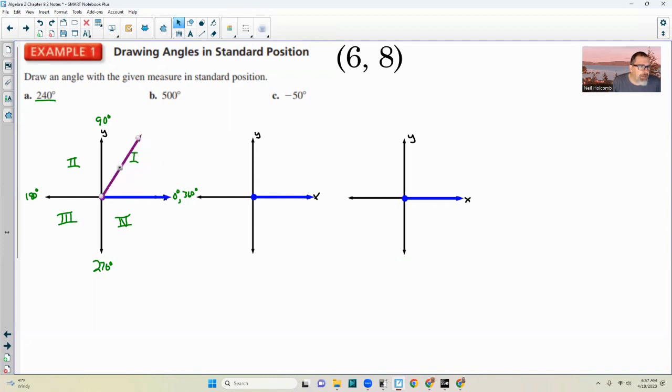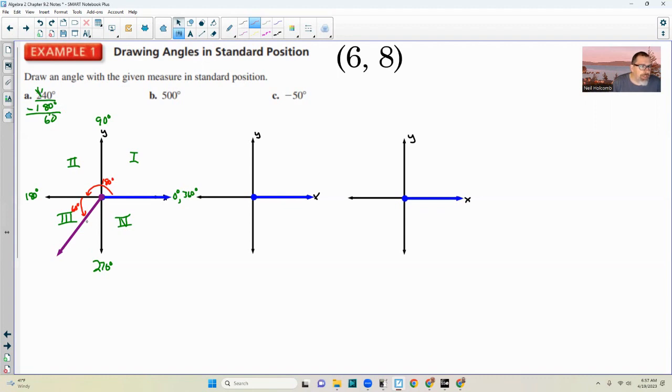So if I rotate this around, here's 90 degrees, here's 180 degrees, and here's 270. So somewhere in between is 240. What I would do is subtract 180 from 240, and 24 minus 18 is 6. So I want to go another 60 degrees. So I want to go 180 degrees plus another 60 degrees. This is 180 degrees to here, and then another 60 to get to 240.